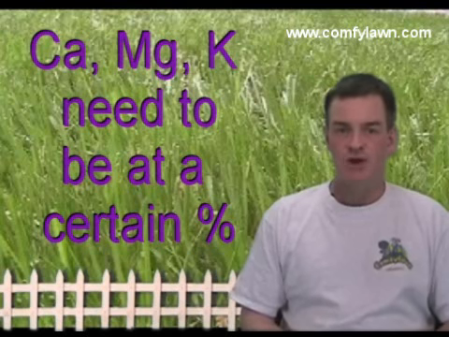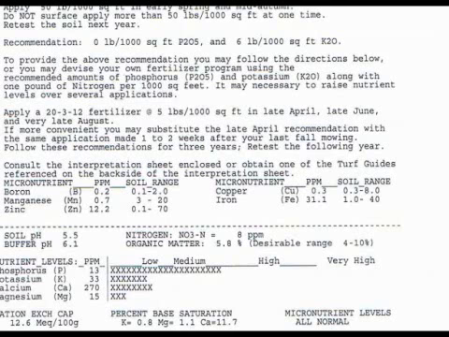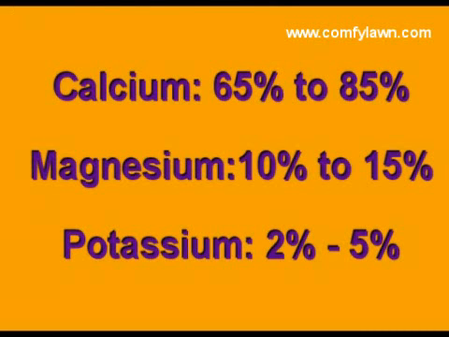The cations we just talked about, calcium, magnesium, and potassium, also need to be at a certain percentage in order to be fully effective as they're being exchanged. That brings us to a percent base saturation. Correct percentage should be calcium at 65 to 85%, magnesium at 10 to 15%, and potassium at 2 to 5%. This balance is important to achieving optimum grass growing conditions.